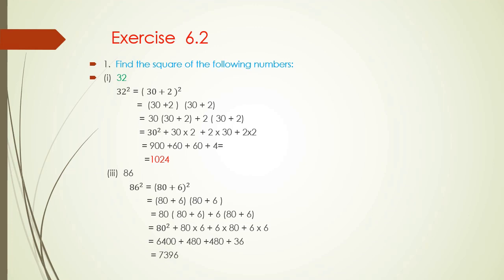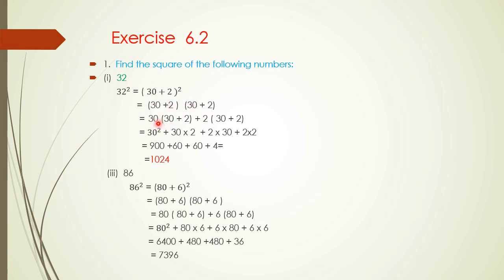First one is 32. Children, here we have to find the square. So the given number we write with a square. 32 square is equal to 32, which we can write as (30 + 2) and we put the square here. So it means (30 + 2) into (30 + 2). Whatever we have in the bracket, we have to write it 2 times. That's the meaning of square here. In the bracket we have 30 + 2, so we write 30 + 2 two times.